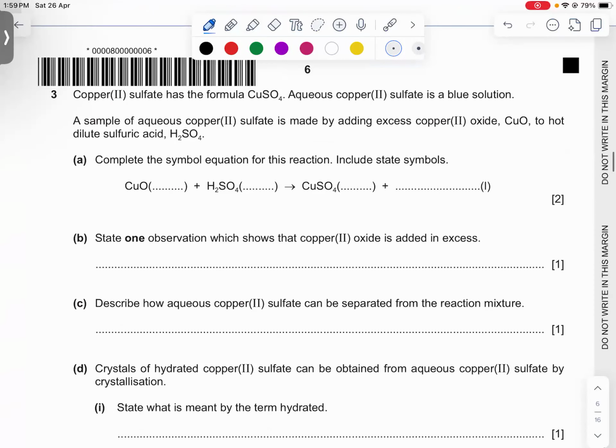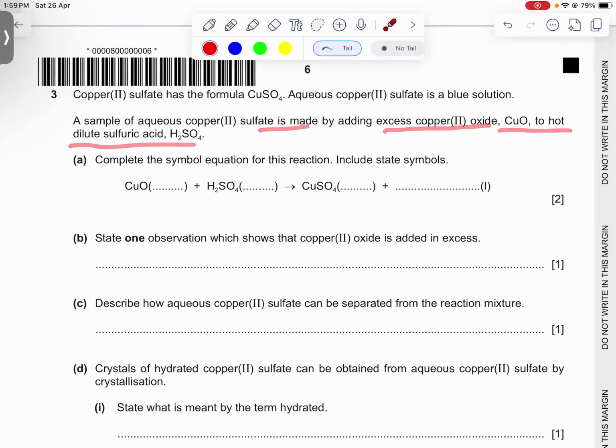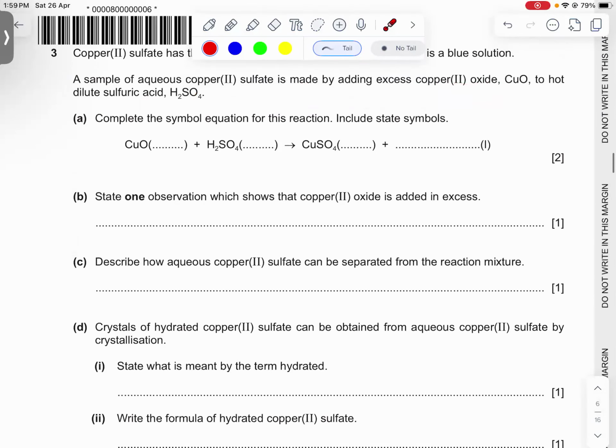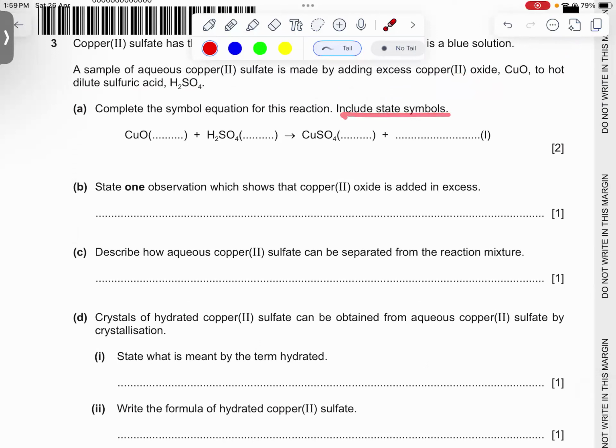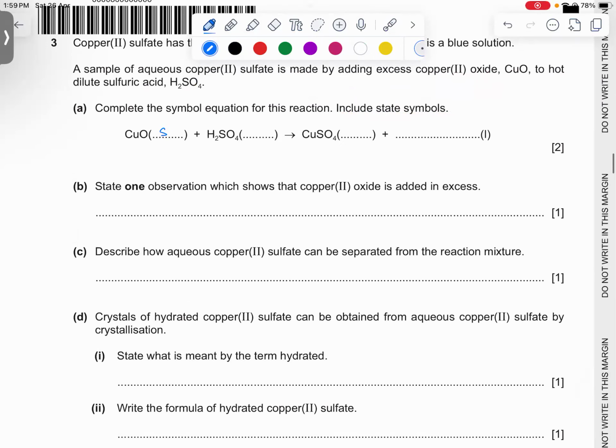Next, copper 2 sulfate has the formula CuSO4. Aqueous copper 2 sulfate is a blue solution. A sample of aqueous copper 2 sulfate is made by adding excess copper 2 oxide, CuO, to hot dilute sulfuric acid, H2SO4. Complete the simple equation for this reaction. Include state symbols. Copper oxide is solid, right? It doesn't dissolve. We should remember that copper oxide is always solid.